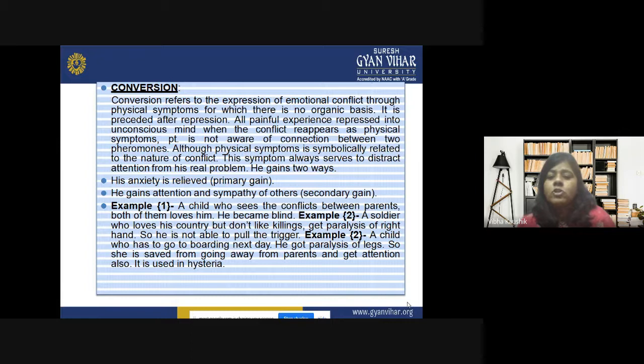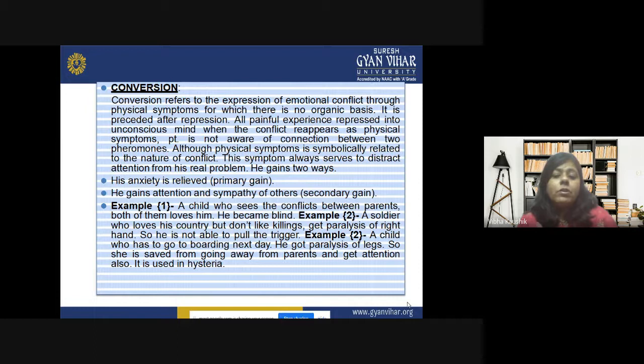What are the actual problems he is facing? He gains in two ways. The primary gain is that his anxiety is relieved. The second gain is that he gains the attention and sympathy of other people.